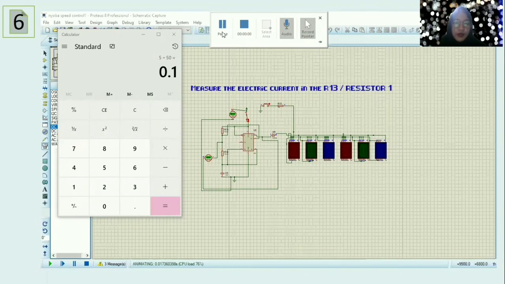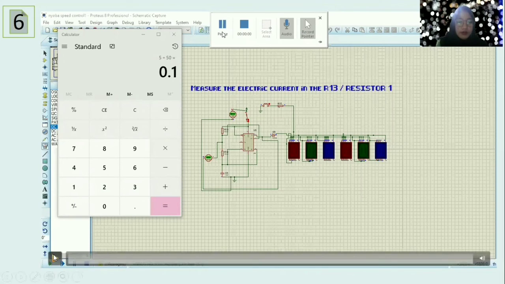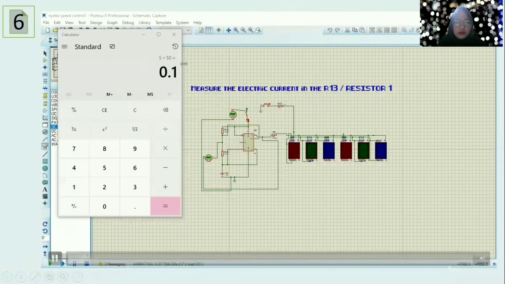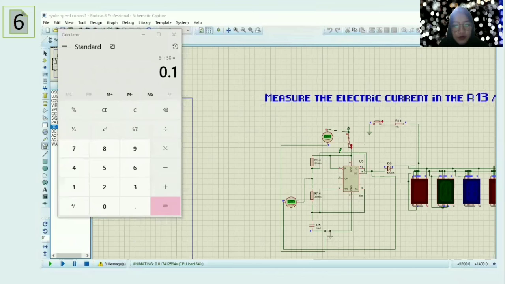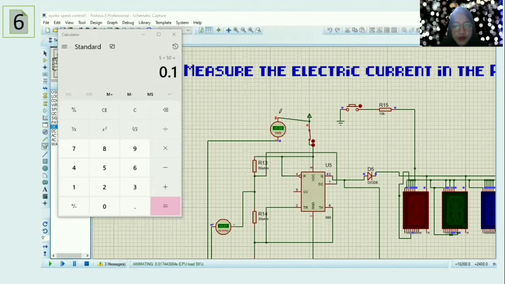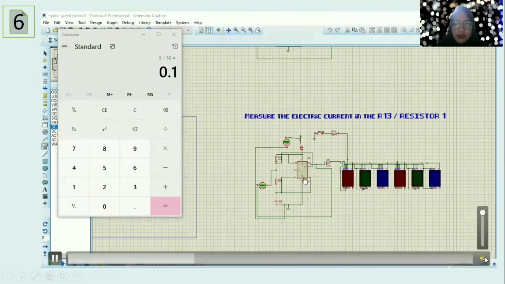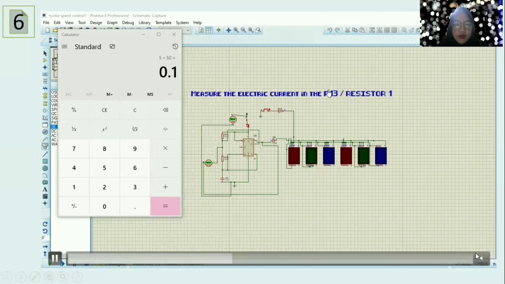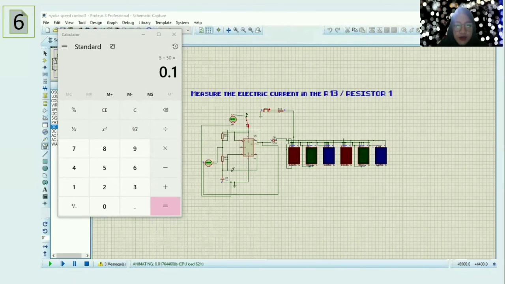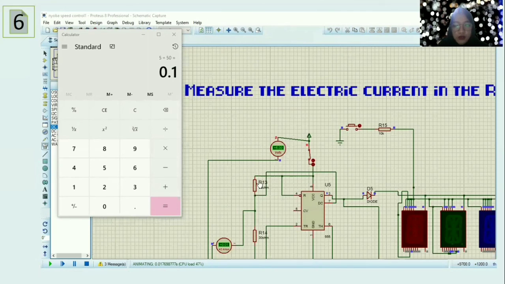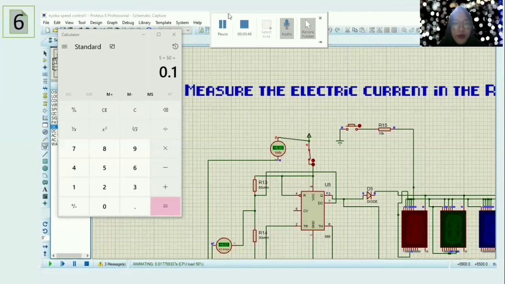And then next we will measure the current in the first resistor. The voltage in the battery is 5 volts. Then the total resistance before reaching the second resistor is 50 ohm. And then the formula of electric current is the voltage divided by the resistance. Finally, the electric current at the first resistor is 5 divided by 50, which is 0.1.